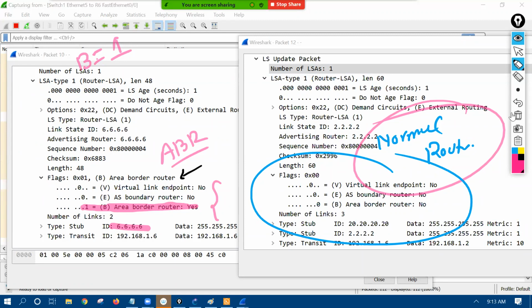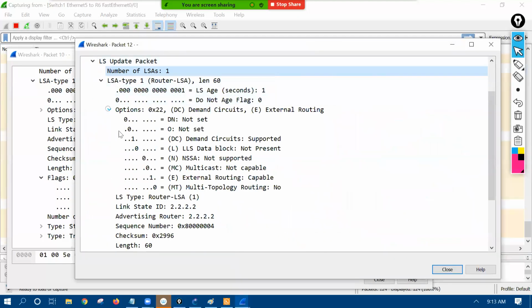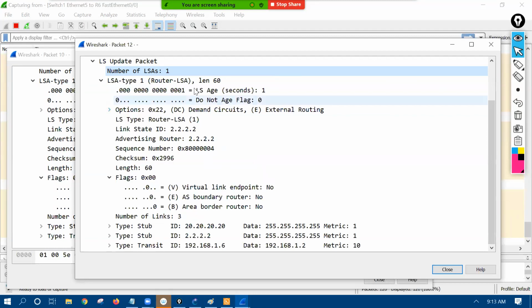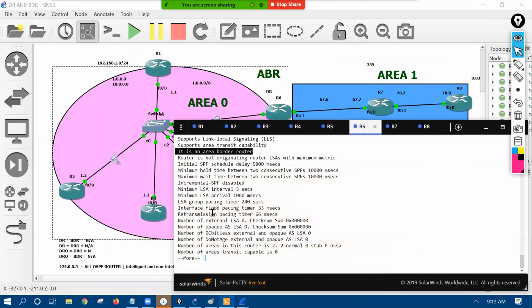Right? So in the ASBR scenario I'll show you this flag, and in the virtual link I'll show you this flag. Right now, this flag is important. So meanwhile in the class, I'm teaching you all the flags over there. What are the flags we have? What are the options field we have? All this option field we are going to discuss. Perfect.